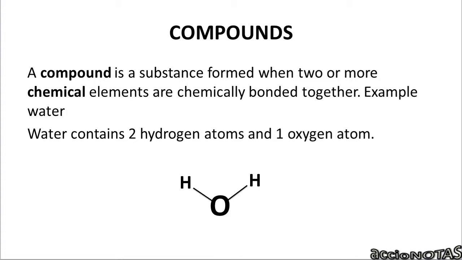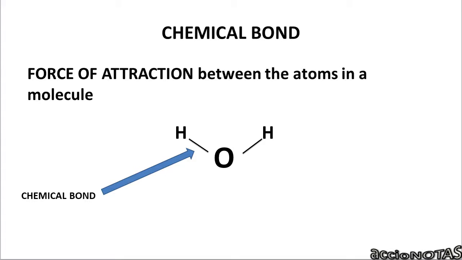Compounds. A compound is a substance formed when 2 or more chemical elements are chemically bonded together. Example, water. Water contains 2 hydrogen atoms and 1 oxygen atom, and the formula is H2O. What is a chemical bond? It is the force of attraction between the atoms in a molecule.